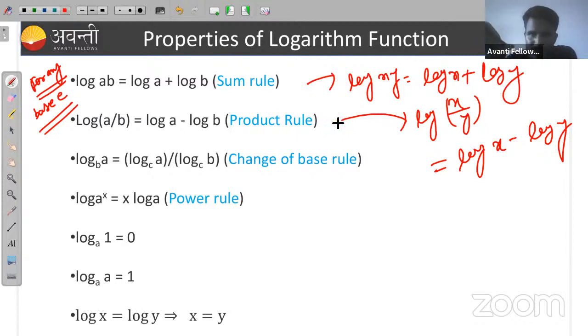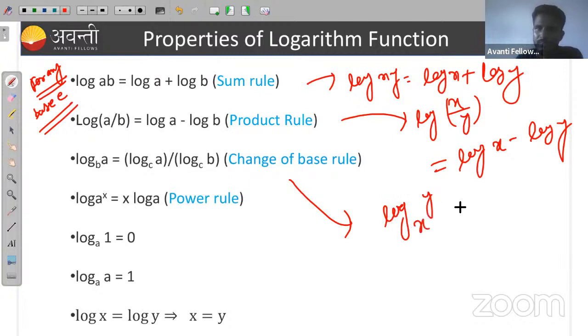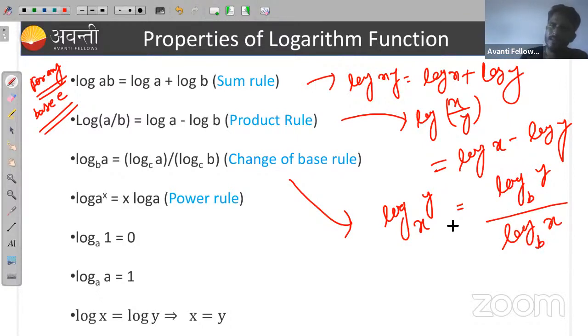Where log x plus log y can combine to log xy. Next is the change of base rule. What is that? Suppose you have log x to the base y. For any base b, you can write it as log of x to base b divided by log of y to base b, like this. It has a proof, and any standard book will have it, but here we don't have that much time to write all this.